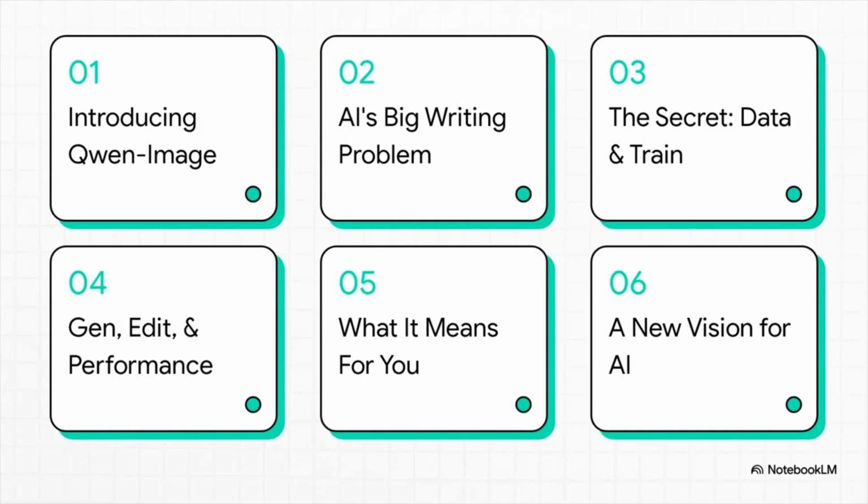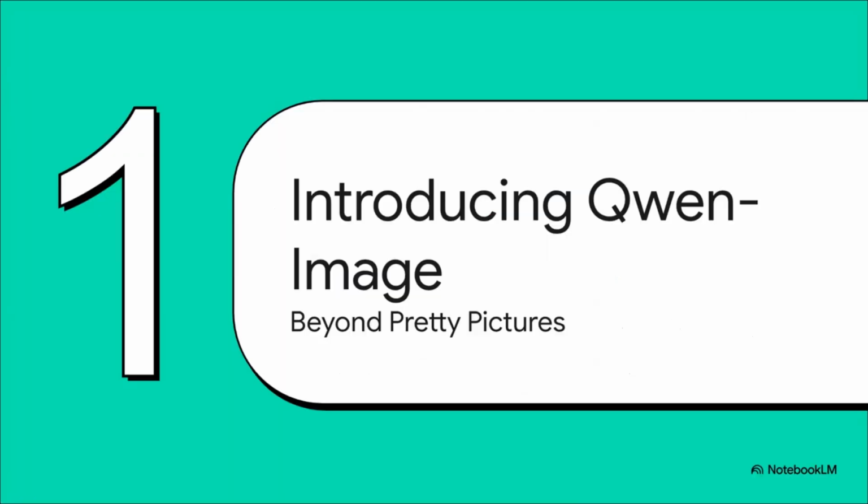So here's how we're going to break it all down. First, we'll introduce Qwen-Image and what really makes it tick. Then we'll get into the secret sauce, its data and training. After that, we'll see how it actually performs, and more importantly, what it means for you. Then we'll zoom out to look at the bigger vision here, and wrap it all up with a final thought on what's next. All right, let's get into it.